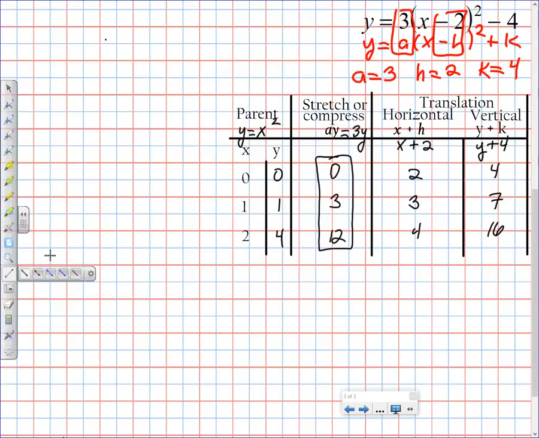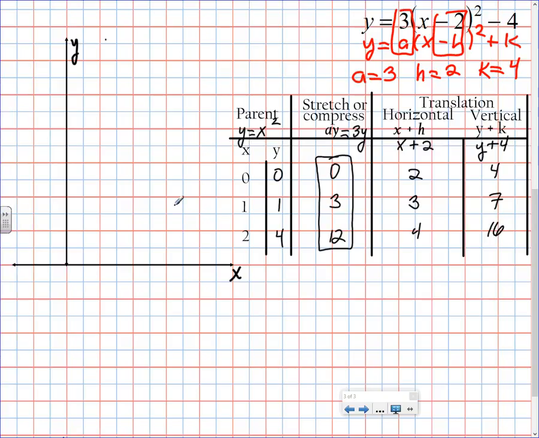Put these in your coordinate axis. I need x right here, and y is only positive, so all I need is this y. So this is my x-axis and this is my y-axis. Now, to do the graph, I'm going to be graphing this. Remember, x is 2 and y is 4. X is 3 and y is 7. X is 4 and y is 16.